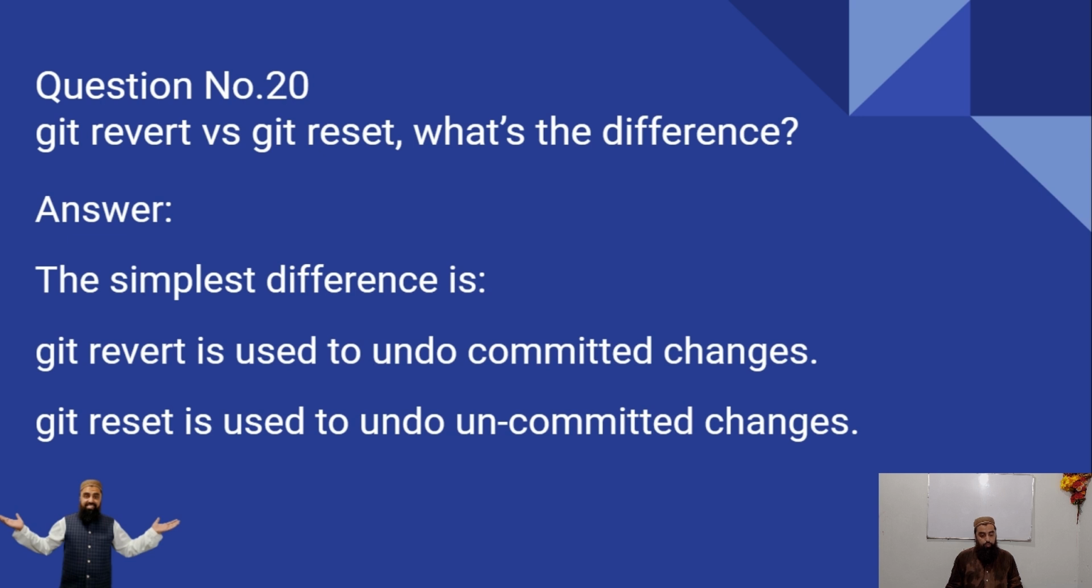Question number 20. Git revert versus git reset. Now what's the difference between both commands? The simplest difference is git revert is used to undo committed changes. I have used the git commit -m command, and my changes have been committed. Then I can use git revert and that commit would be reversed. So it is for undoing changes that have been committed, whereas git reset is used to undo uncommitted changes. Okay, that is the key difference. One is used to undo committed changes, which is git revert. Git reset is used to undo uncommitted changes. So that is actually the difference, and you must remember that.